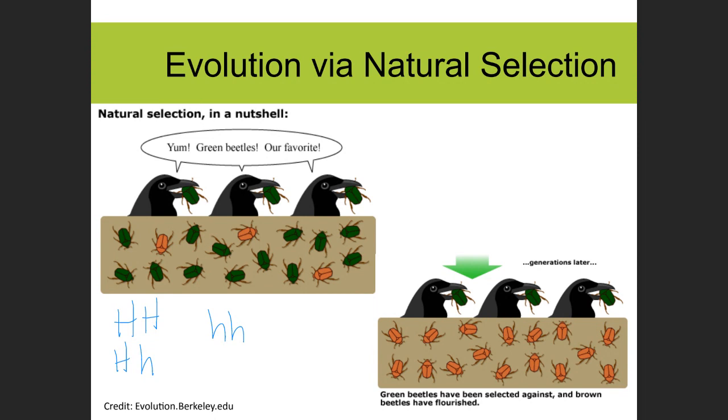You can now imagine things might flip if orange beetles are the only food source. The birds may decide, well, I'll eat orange beetles, and maybe the orange beetles will decrease in frequency and the rare green one will increase.